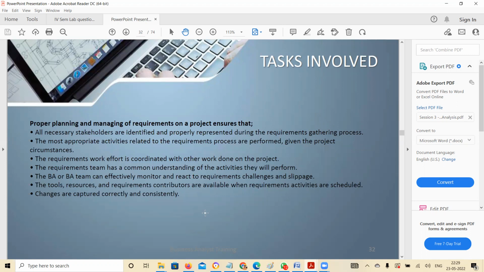The first step is to identify all the necessary stakeholders: whom you are going to talk to and what information you need. You have to make a list of all the necessary stakeholders. Those are the people you will have to speak to and get information from. The most appropriate activities related to the requirement process are performed given the project circumstances.